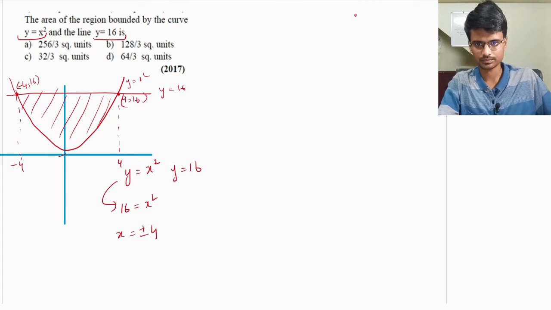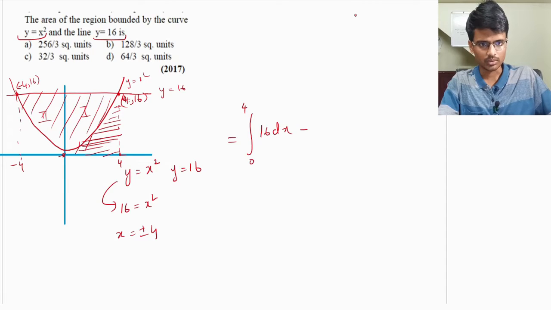This is 4 comma 16. So I'll just integrate from 0 to 4 and I'll take twice of that, because this and this are the same. So my limits will be from 0 to 4, 16 dx minus this region. I have to subtract this region, right? So what is that? It is nothing but x square dx, 0 to 4.